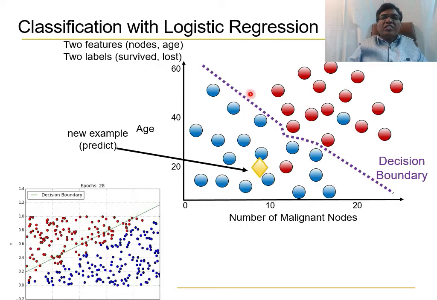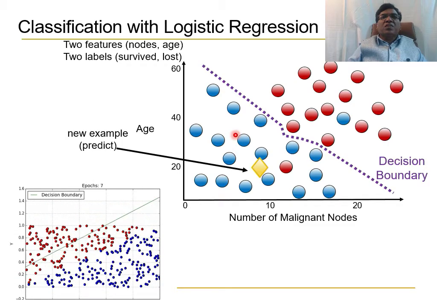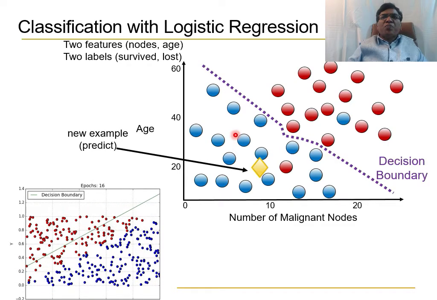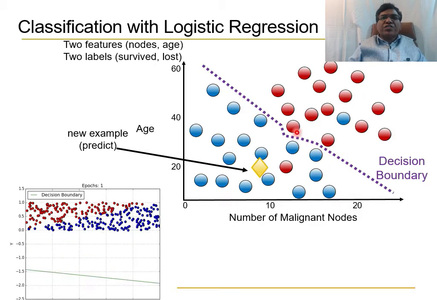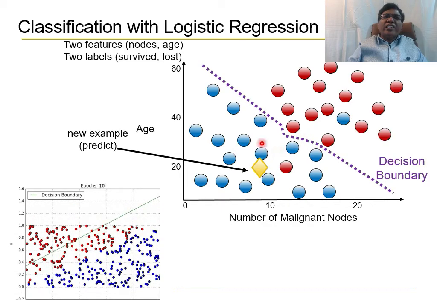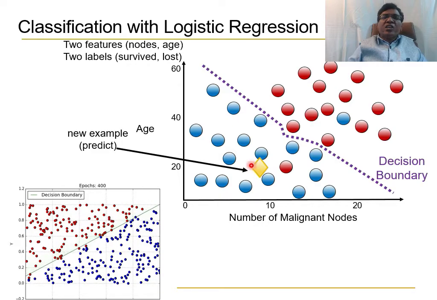So there is a decision boundary between survived and lost. The survived data points are represented as blue circles. The lost data points are represented as red circles. There is a decision boundary which separates these two classes. When a new data point is given as input to the model, then it predicts as either survived or lost.